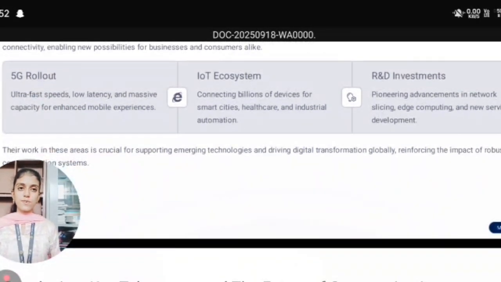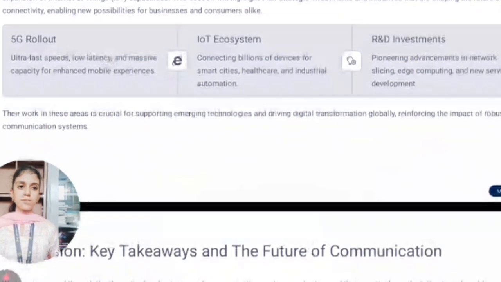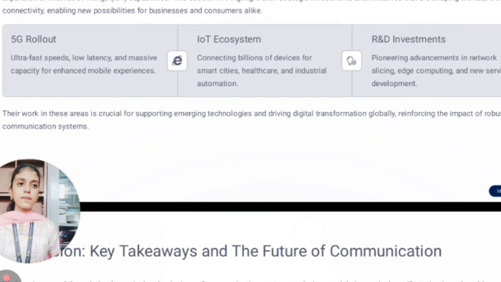businesses and consumers alike. 5G rollout, ultra fast speeds, low latency and massive capacity for enhanced mobile experiences. IoT ecosystem, connecting billions of devices for smart cities, healthcare and industrial automation. R&D investments, pioneering advancements in network slicing, edge computing and new service development.